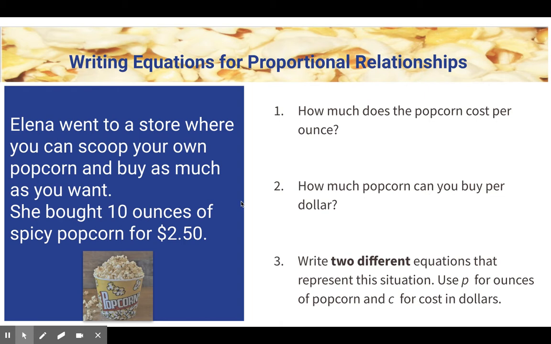And remember, for number three, we were trying to find equations. Some of you guys may have written them in the form y equals kx, but here it asks us to use specific variables. So the first equation was C equals 0.25P, and P equals 4C. Both of them being our different unit rates that we use. The first one will be C, which was the cost, equals 25 cents times P for popcorn, or P, which is popcorn, equals 4 for the number of ounces times C for the cost.